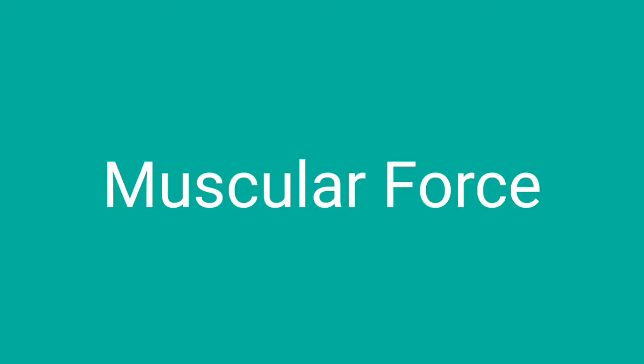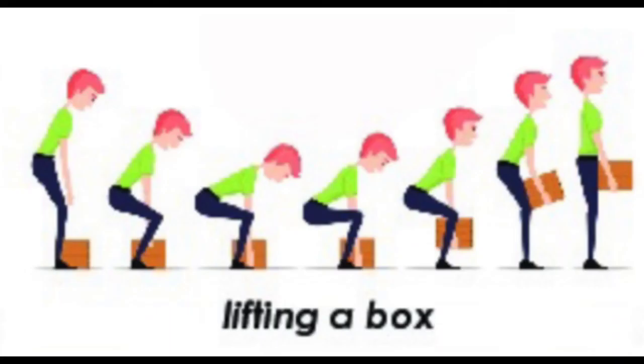Okay, next, moving on to muscular force. See, view the picture, children. For example, we pick a box from the ground. Okay, the box moves from its original position. So here what happens? The force we put on the box makes it move. Okay, here what we do is work. Using our muscular strength, we are doing this work, children.